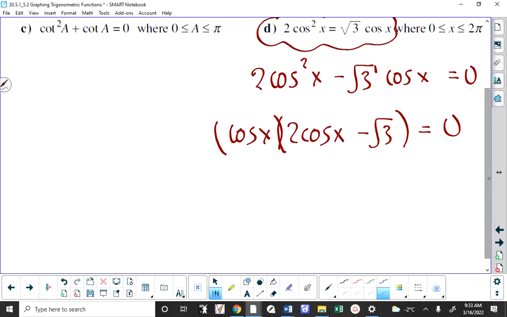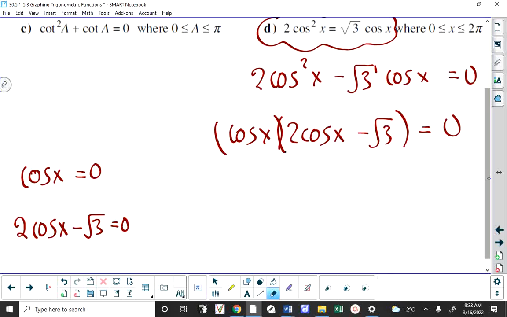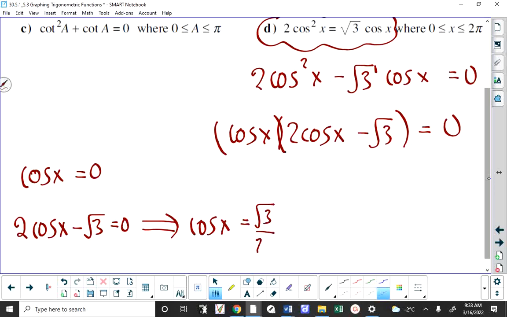Okay. Now I can take each of those factors. One of the factors is cos of x. I can set it equal to 0. The other factor is 2 cos of x minus root 3 equals 0. So cosine of x equals 0. When I rearrange this equation for cos of x, I get cosine of x equals root 3 over 2.